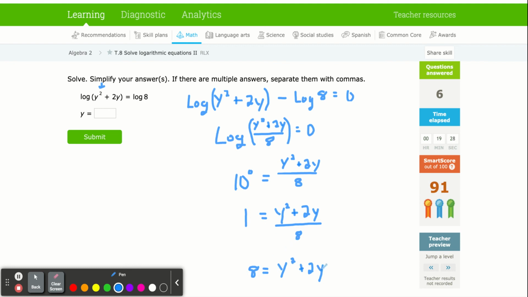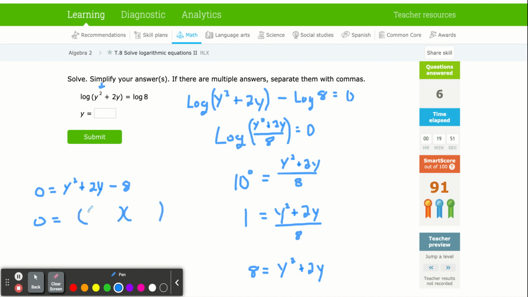Now what I'm going to do is minus the 8 back to the one side. So I have this quadratic of 0 equals y squared plus 2y minus 8. Now I need to factor if possible. This one factors. I hope everyone remembers how to factor. I've put some of those in the spiral reviews.